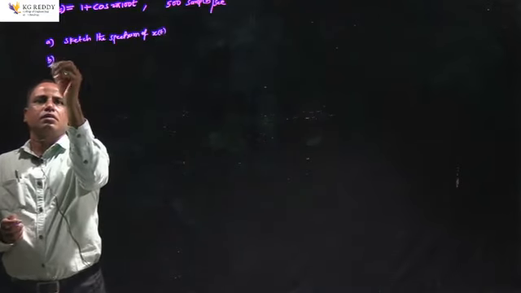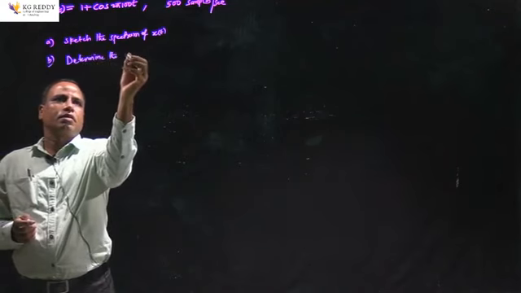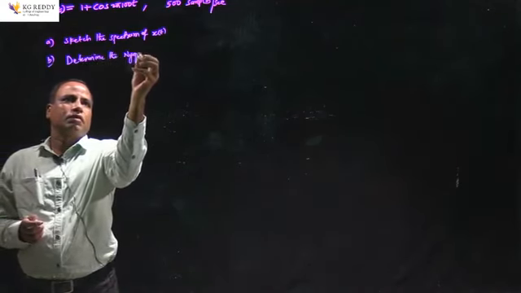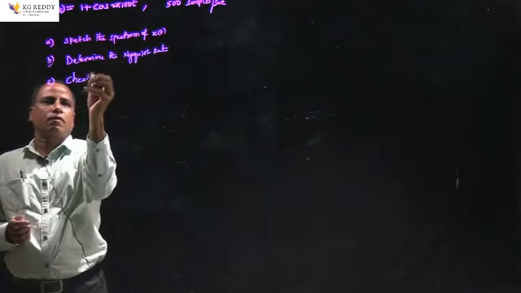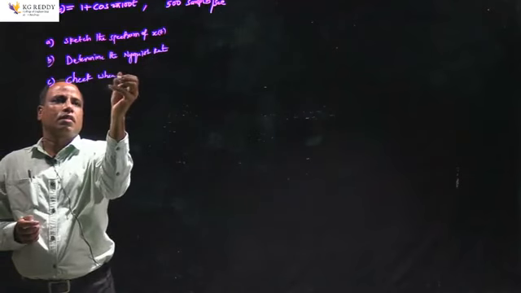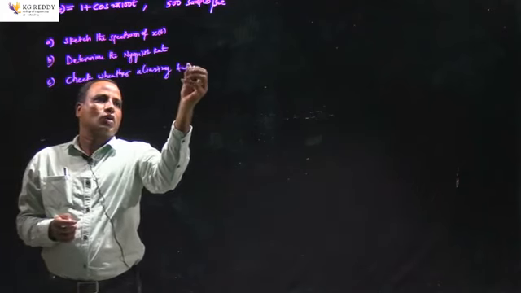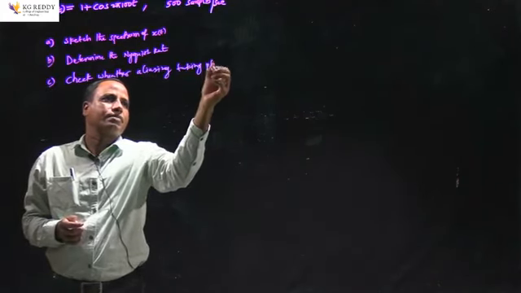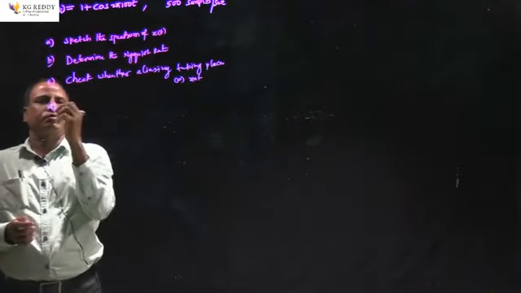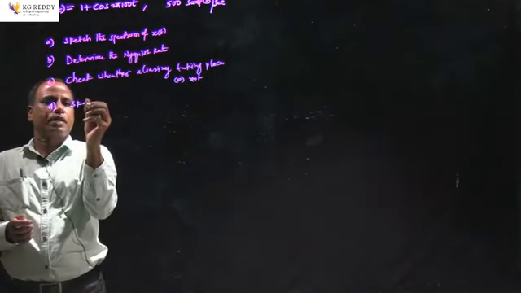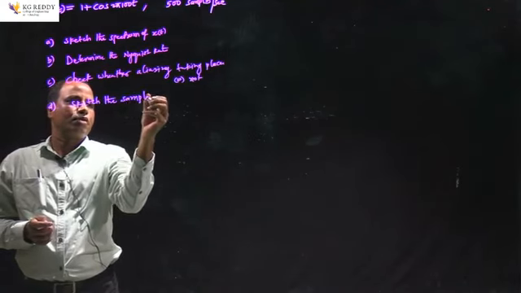And second, B: determine the Nyquist rate. C: check whether aliasing is taking place or not. And D: sketch the sampled spectrum.